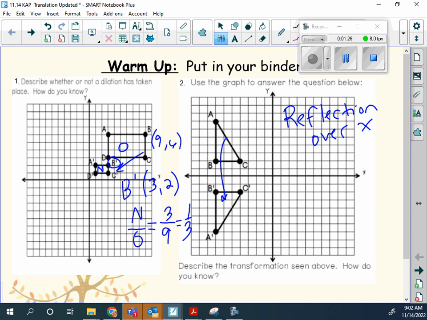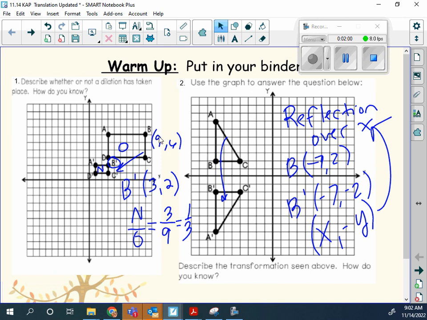And then how could we mathematically prove it, you guys? Give me a point from the pre-image. B, okay, from the pre-image would be what? I get -7, 2, and then what is it on the new one? -7, -2. What happened to get here? The y-coordinate changed, and this is what? Reflection over x. Y'all remember that from last week? Are we good? Anybody have any questions on that one?